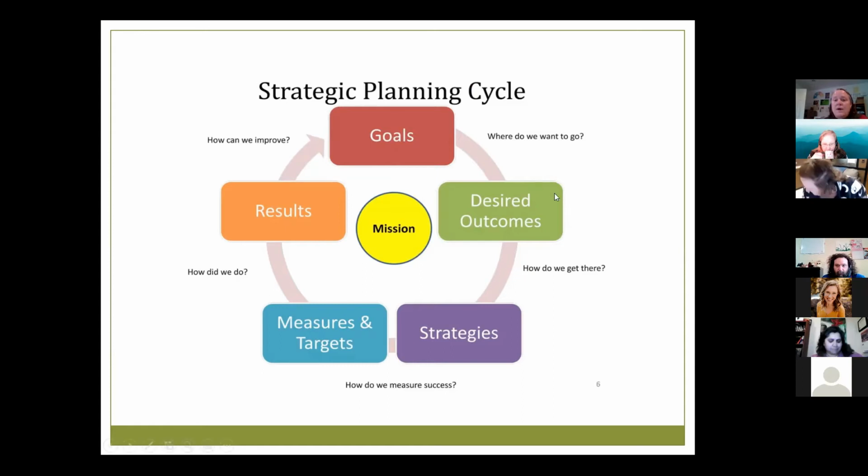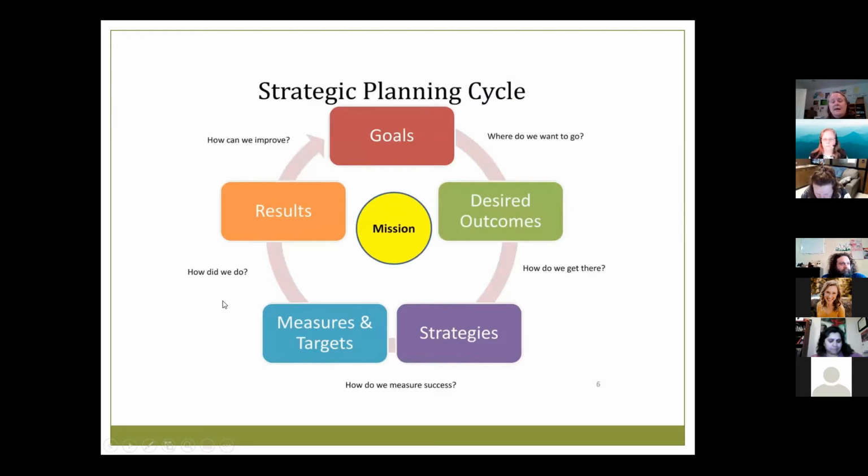But the basic questions are establishing some goals of where our organization is headed, and then breaking the goals down to what the outcomes are, what the end result is that we want to achieve, and then what strategies we're going to use to get to those outcomes, and how we create some measures and targets to know that we've been successful.